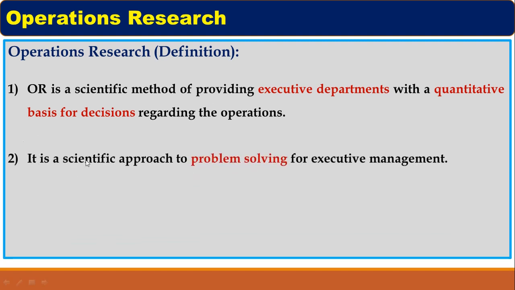The second definition is: it is a scientific approach to problem solving for executive managements. So executive management always face some problems related to different operations, like allocation of men, machines, or use of material during certain operations. Such problems are solved by using techniques of operational research. So this is defined as a scientific approach to problem solving for executive management.